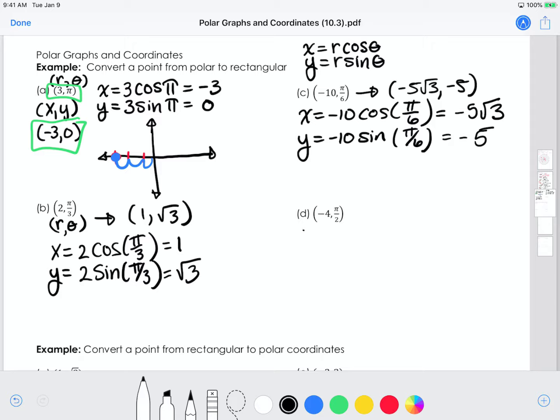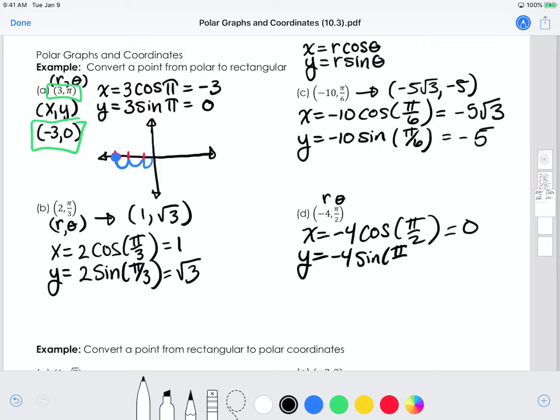Last example, this is written in polar form, in r theta form. So to find my x, I take my value of r times cosine of pi over 2. Cosine of pi over 2 is 0, and 0 times negative 4 is 0. Y would be negative 4 times sine of pi over 2. Sine of pi over 2 is 1, and 1 times negative 4 is negative 4. So when I write this in terms of x and y, my point is going to be (0, -4).